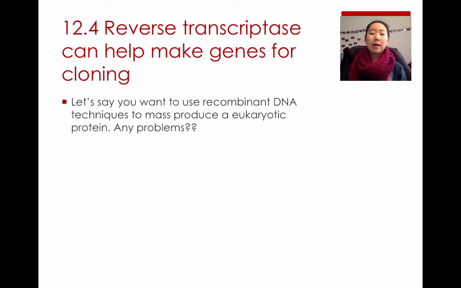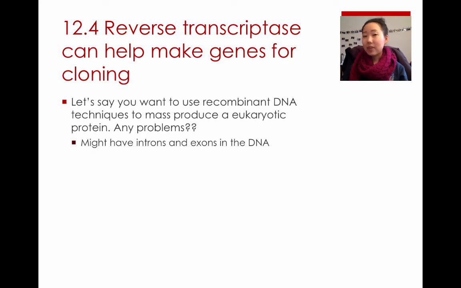Okay, so let's say we want to do this process of recombinant DNA to mass produce a eukaryotic protein. Can you think of any problems that we might run into if we want to do this whole process to create a eukaryotic protein?